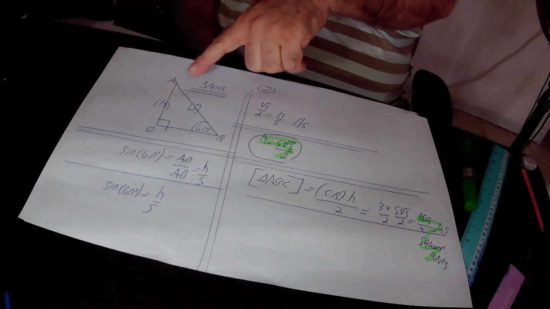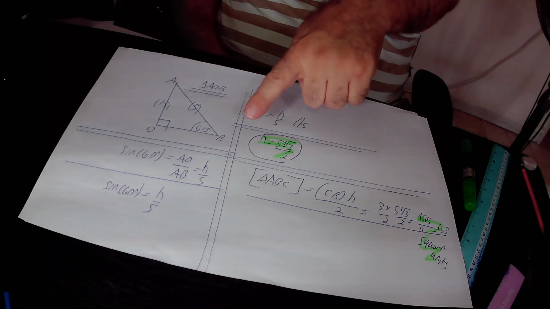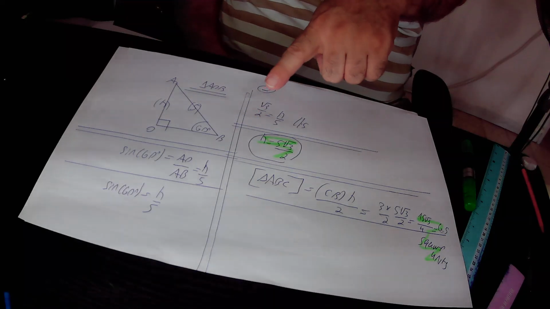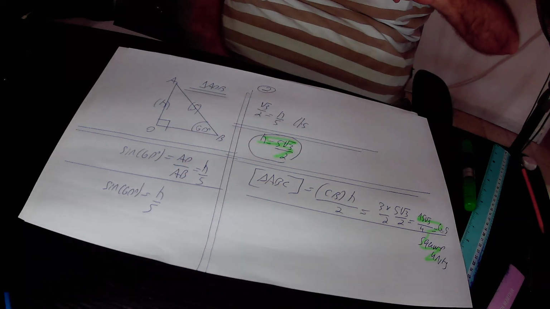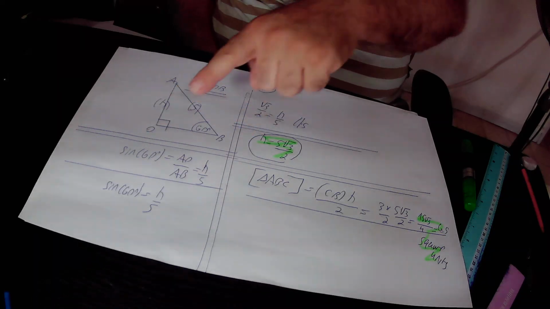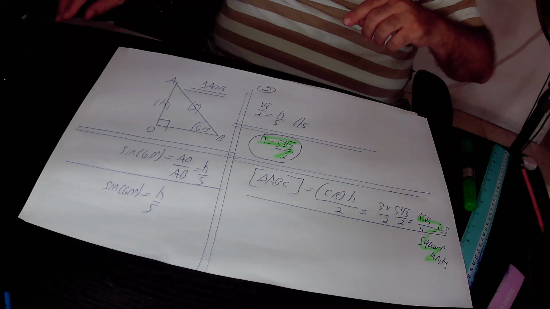AO equals H according to our definition. AB, the opposite side, equals 5 units in length according to what is given in the question. So in total, we found that sine of 60 degrees equals H over 5. Sine of 60 degrees is square root of 3 over 2, so square root of 3 over 2 equals H over 5.